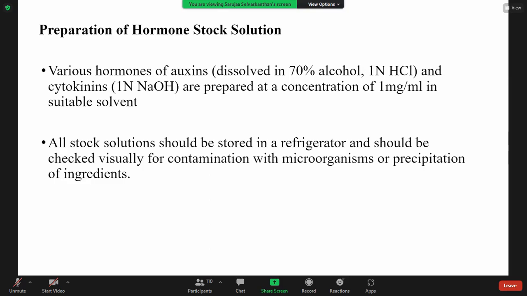We just add a drop, and we have to dissolve it using a small spatula, right? Once it is fully dissolved in that HCl or alcohol or NaOH, we have to carefully pour it into the volumetric flask, and then we have to make up the volume using deionized distilled water, right? Up to the mark, I can show you what that is.